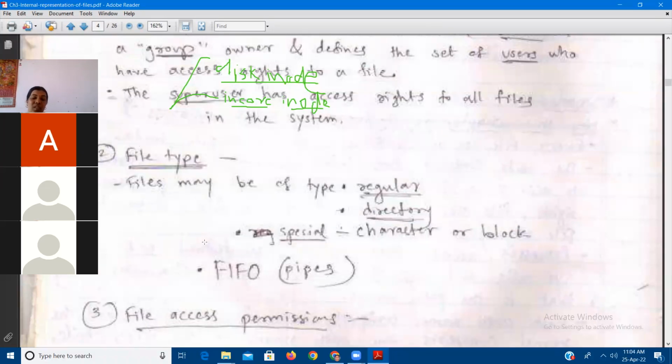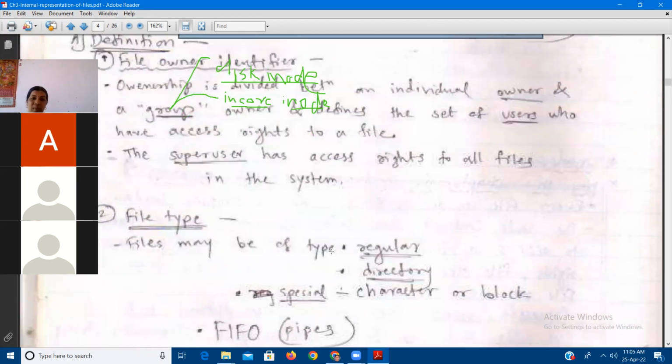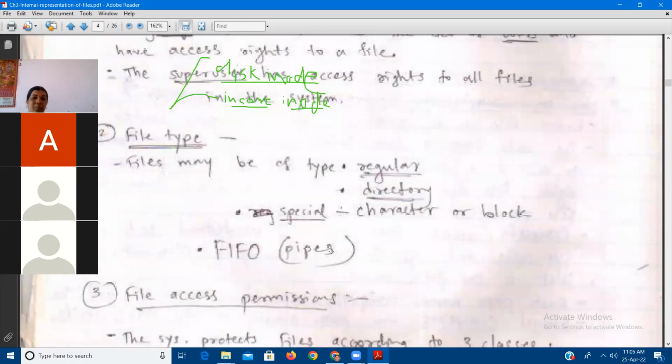So you are able to understand the type of file. So this is about file type. This is the second field in the disk inode. We are talking about the disk inode first. The first field is the file owner identifier and the second field is the file type.